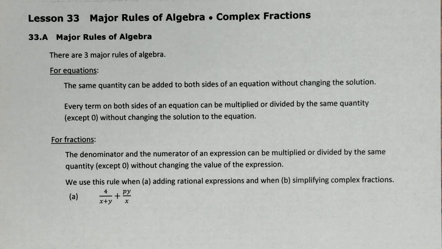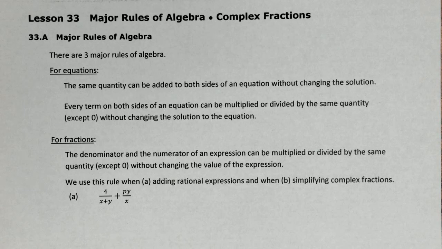Algebra 2, Lesson 33, Part A is called Major Rules of Algebra, and we're focusing on 3 rules that we use a lot. The first 2 are for solving equations. The first one says the same quantity can be added to both sides of an equation without changing the solution. We use that a lot when we're isolating variables. And we also use this one: every term on both sides of an equation can be multiplied or divided by the same quantity, but not 0, without changing the solution of the equation.